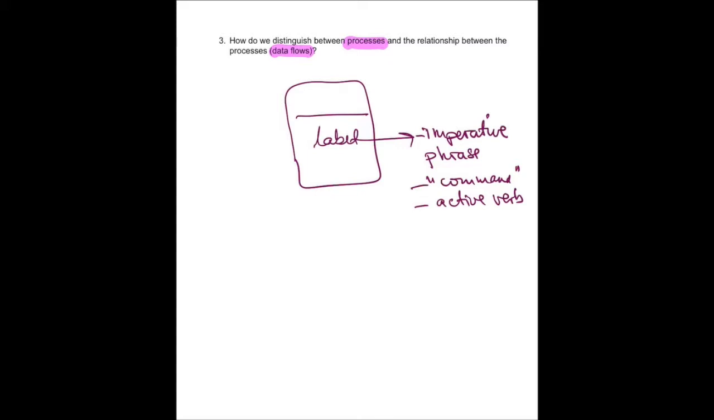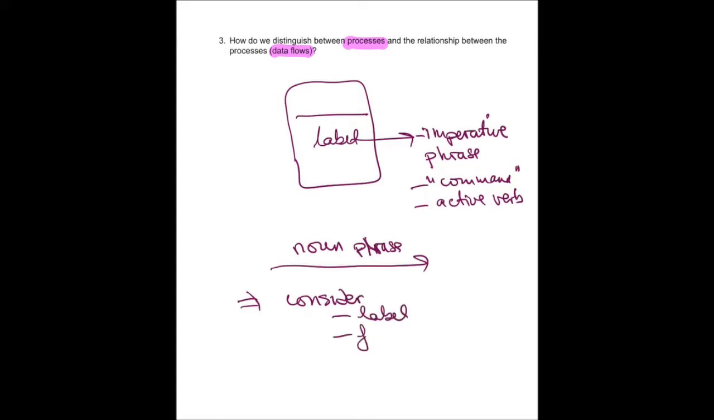A data flow, on the other hand, the label is a noun phrase. There is no verb in it. There is no action that is possible. So what you need to do then is you consider the label and the function associated with the information. If there is an action, then it's the process. If it's just data flowing, then it's a data flow.